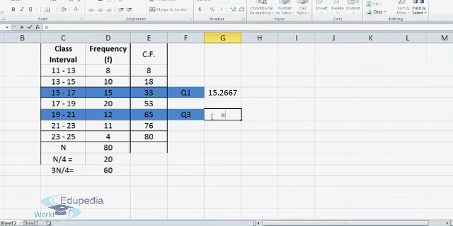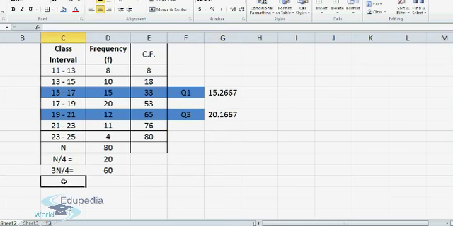Similarly, to find Q3, the lower value is 19 plus 3n by 4, which is 60, minus the cumulative frequency before the class, which is 53, divided by the frequency of the class, which is 12, and then the whole thing multiplied by h, which is 2, and that gives me 20.1667. Okay, so that's my value of Q3.